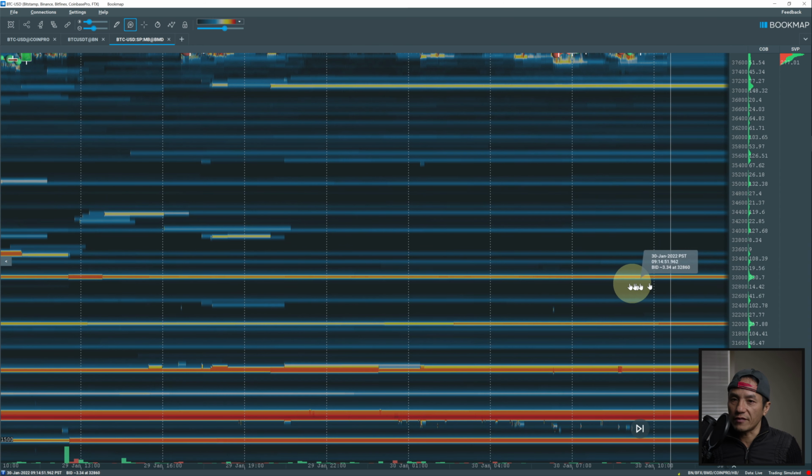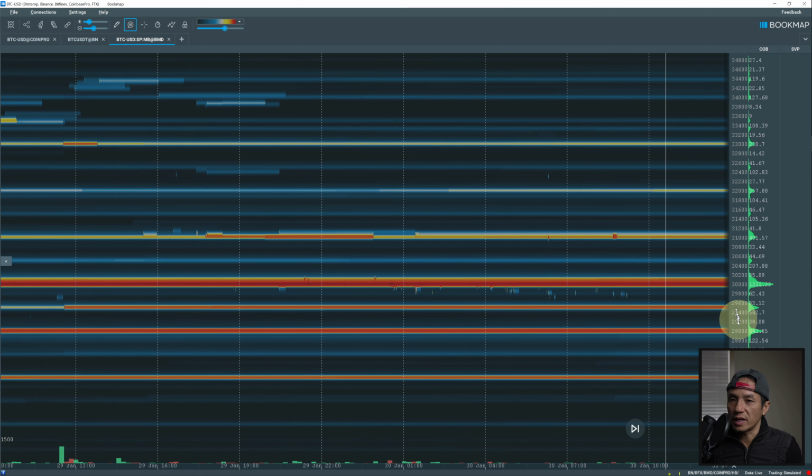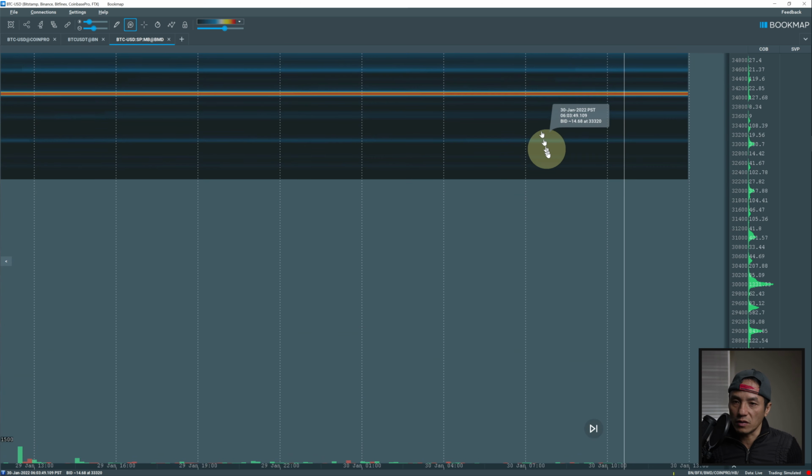Below, we still have 33,000, a thin wall here. At 32,000, at 31,000, it gets thicker, but you notice how it changed over time. You see the color differences right there. The 30,000 buy wall is still heavy. It's been heavy for a long time, so that hasn't changed. At 29,500, there's a wall here. 29,000, there's another wall here. 28,000, another wall here. Let's go down further.